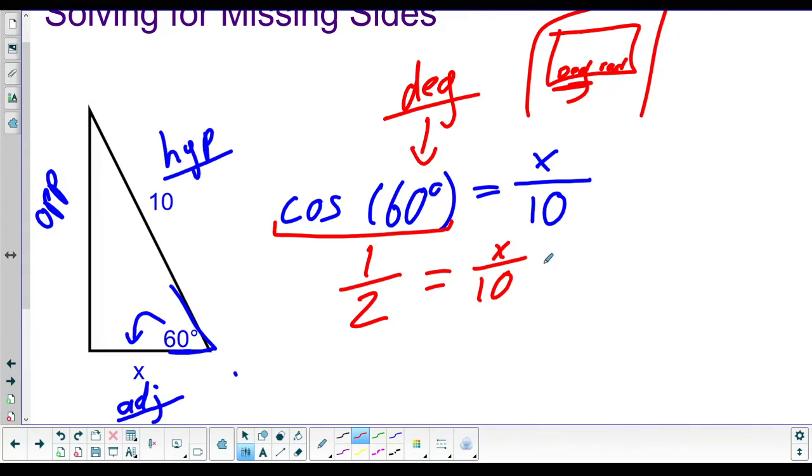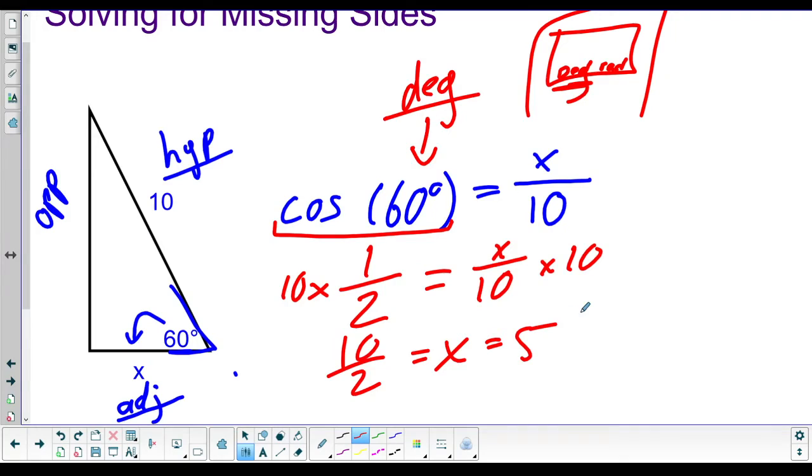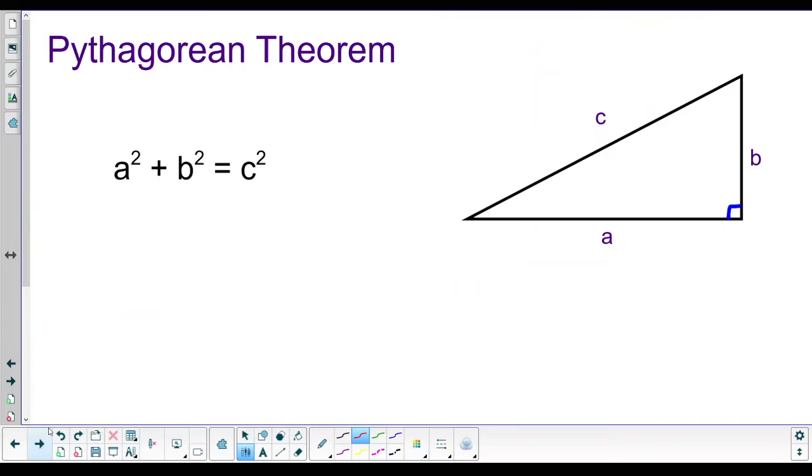Now we solve for x, so we multiply both sides by 10 to get rid of this divide by 10. So we get 10 over 2 equals x, and 10 divided by 2 is 5. And that's really all you need to do to solve those triangles. Good? Think we can handle that? Okay, let's go look at another type of question.